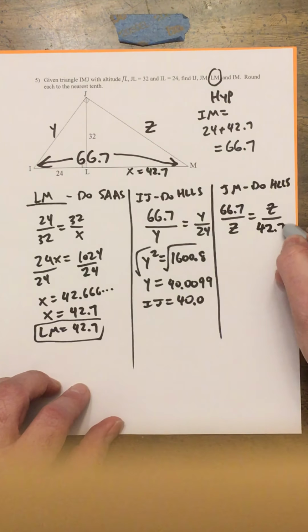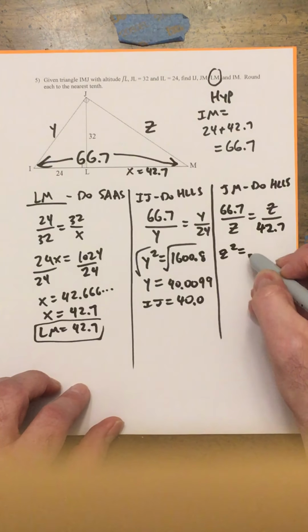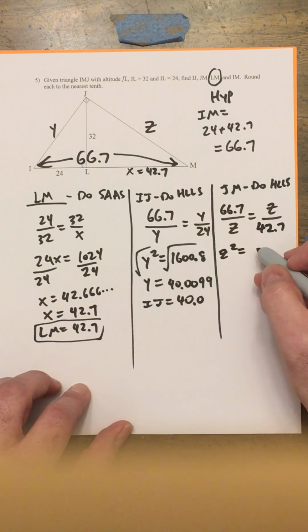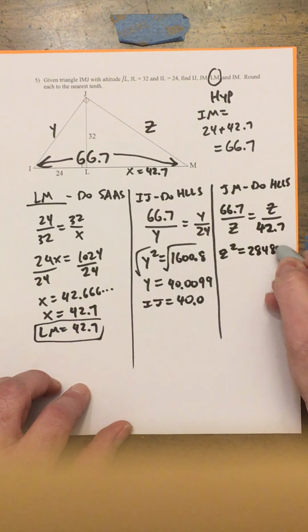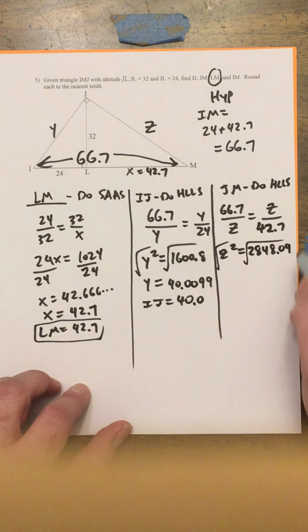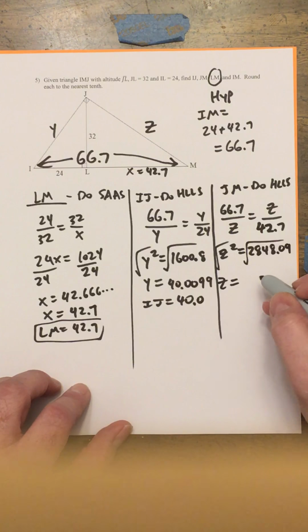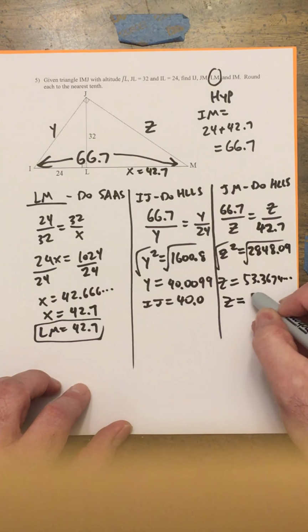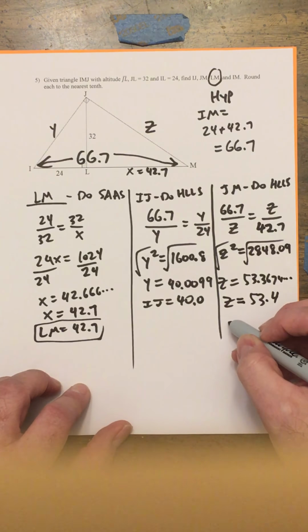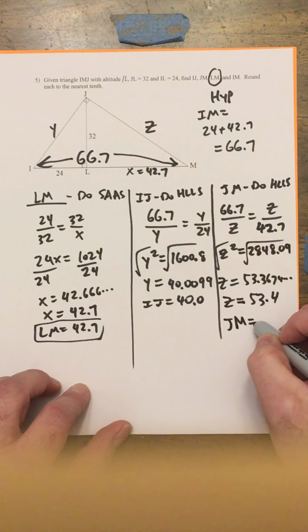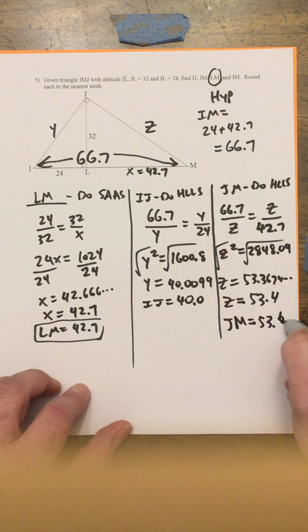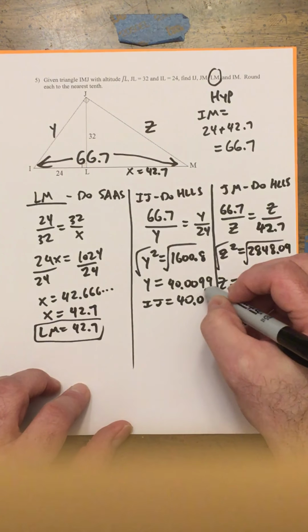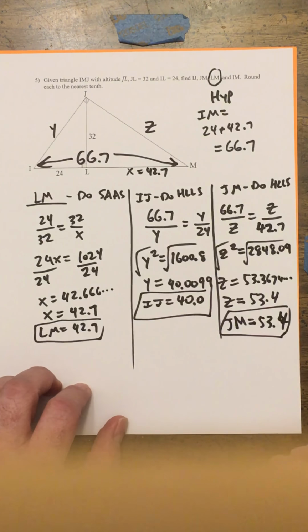42.7. Cross multiply, we get Z squared equals 2,848.09. We square root those sides. We get Z equals 53.3674. To the nearest tenth, we get 53.4. So JM is 53.4. I'll circle that too. And you're able to solve all three parts.